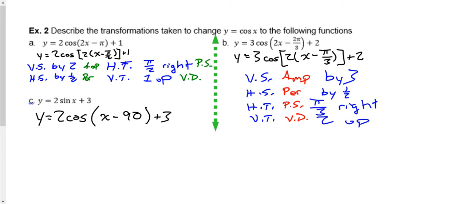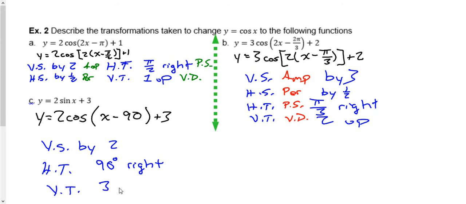And here, let's write down our characteristics. You have a vertical stretch by a factor of 2. No horizontal stretch there. We do have a horizontal translation. That's going to be 90 degrees to the right, or pi over 2 to the right. And you have a vertical translation at the end there, which is 3 up. And again, that vertical translation is really your vertical displacement.